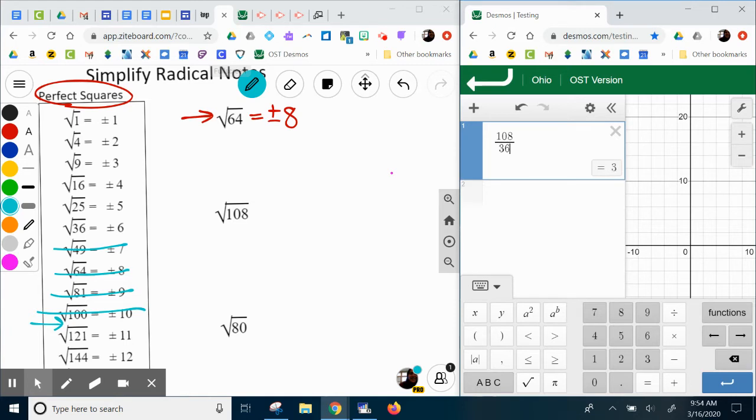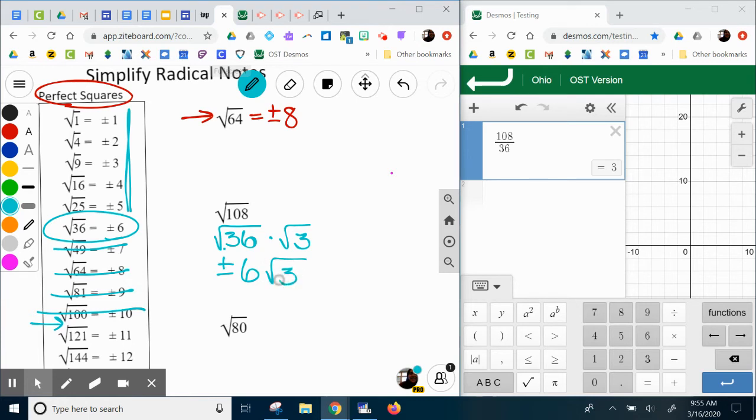Yeah, so the square root of 108 is the same as the square root of 36 times the square root of 3. Notice that I kept the square roots on them. And then I know the square root of 36 is plus or minus 6. The square root of 3 isn't on this list at all, so I just leave it as square root of 3. So square root of 108 is the same thing as positive or negative 6 square root of 3. That's the simplified form.